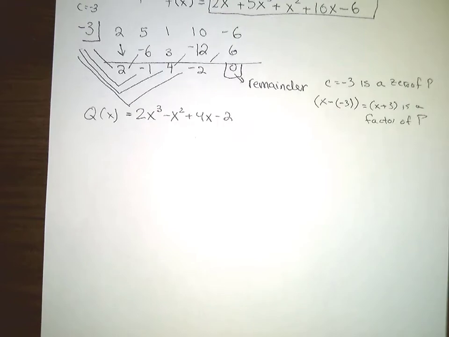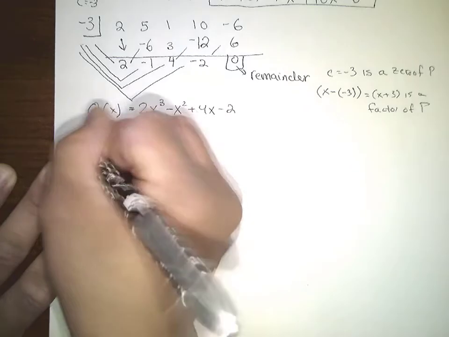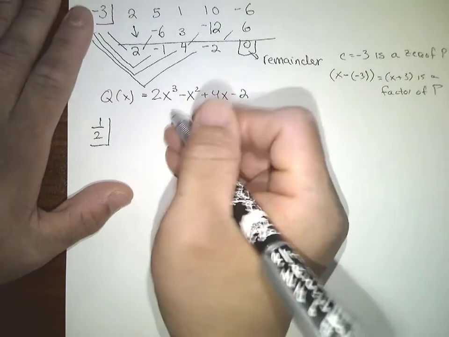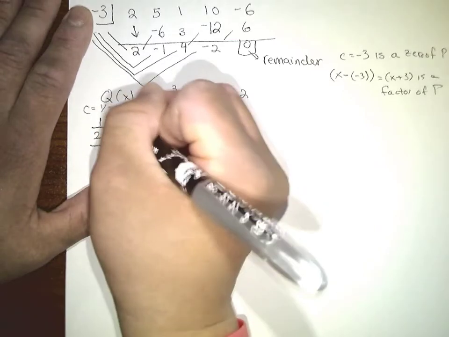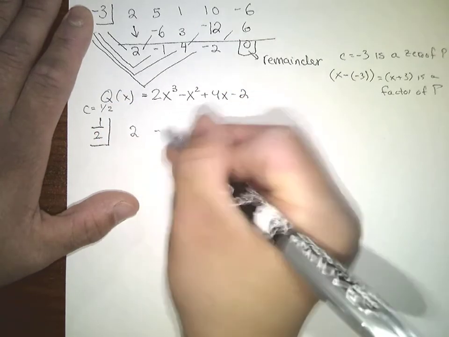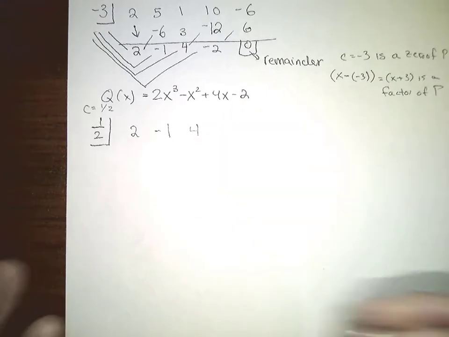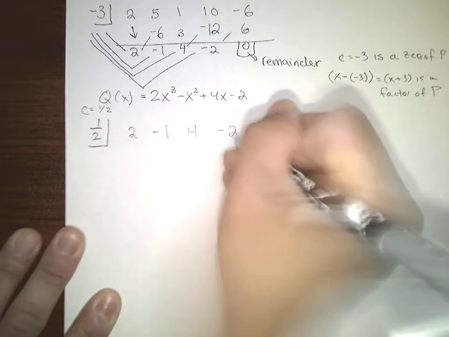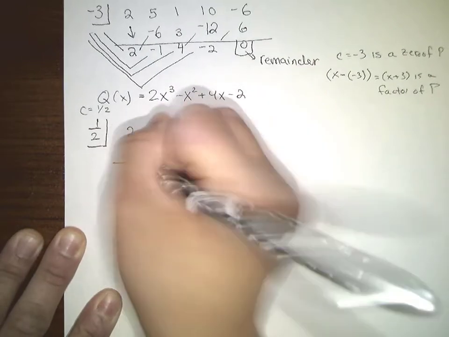So I'm going to repeat this step for the quotient, and remember that I said the other 0 is probably at a half. All right, so I'm going to repeat this with a half as the c here. So I have my coefficients for the quotient, 2, -1, 4, and a -2 here.